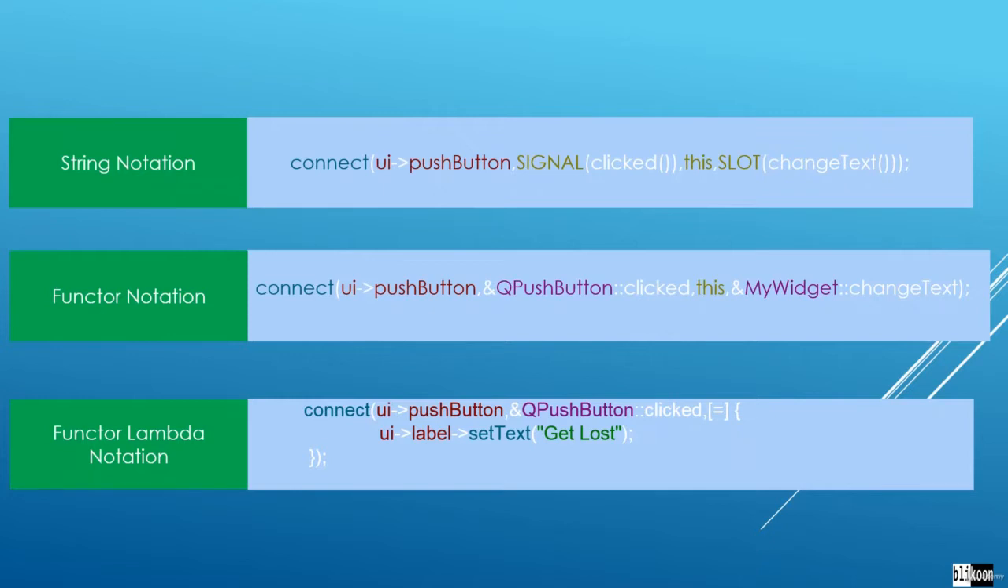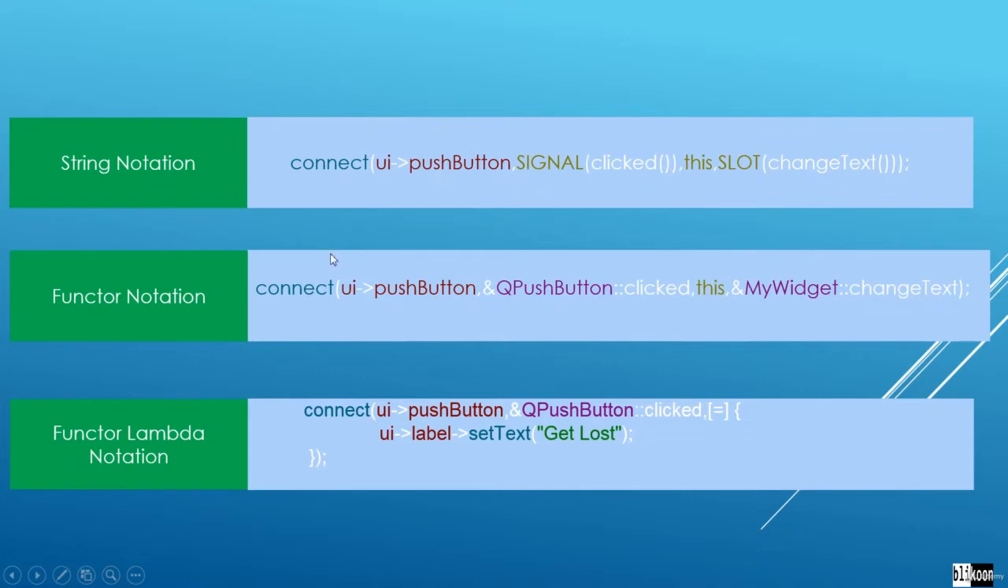Okay, the first way is string notation. You're going to see it used like this: connect, and they have these strings for signals and slots, and you use this to connect the signal to the slot. We're going to use this shortly in a Qt application.